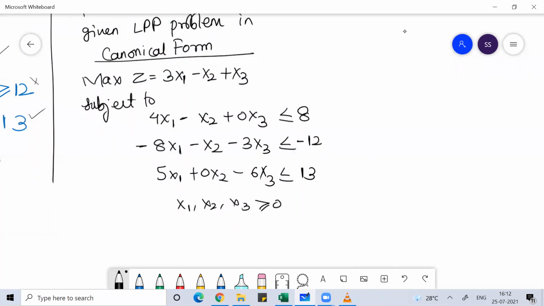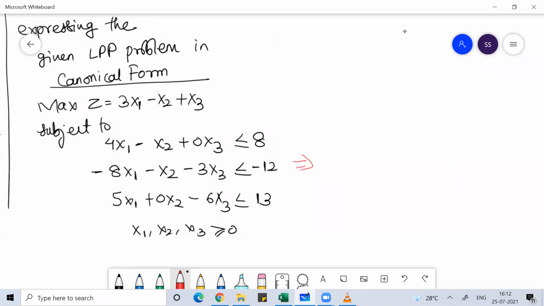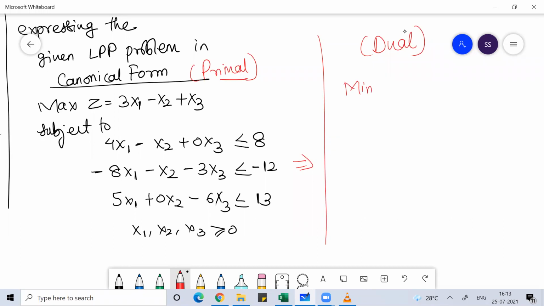Once you know that they are in canonical form, you need to write the dual form of this equation. This equation we call the primal. So we write down the dual form of this primal. When we write the dual form, we write the objective function as minima of z dash. The objective function of the primal is maxima, so the dual would be minima. That was maxima of z, and this would be minima of z dash.